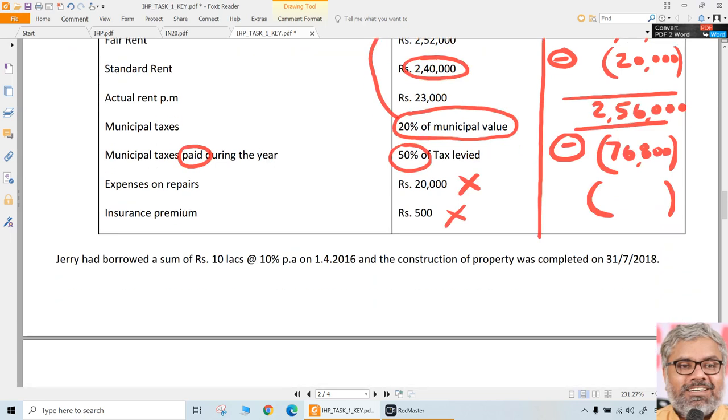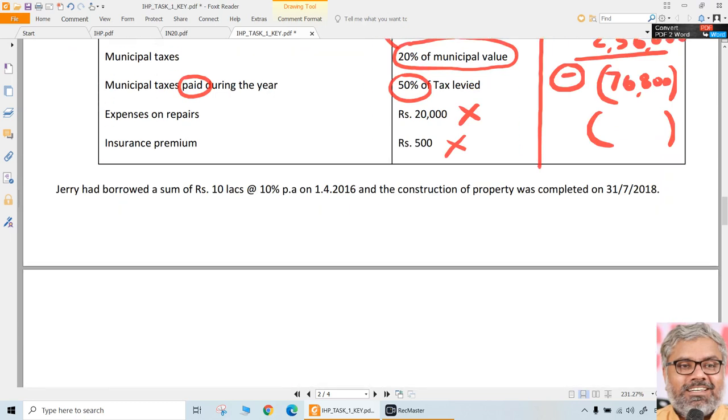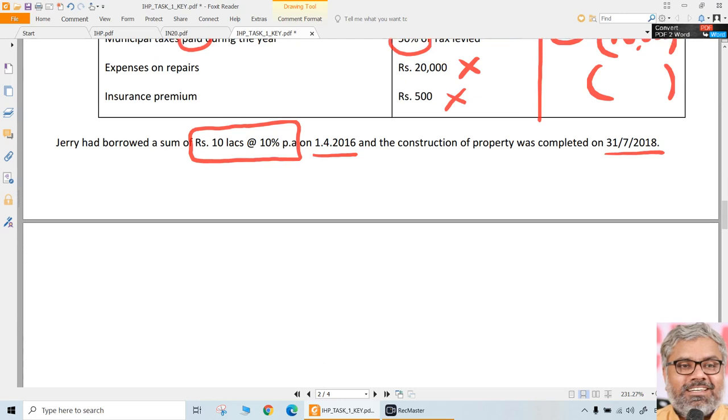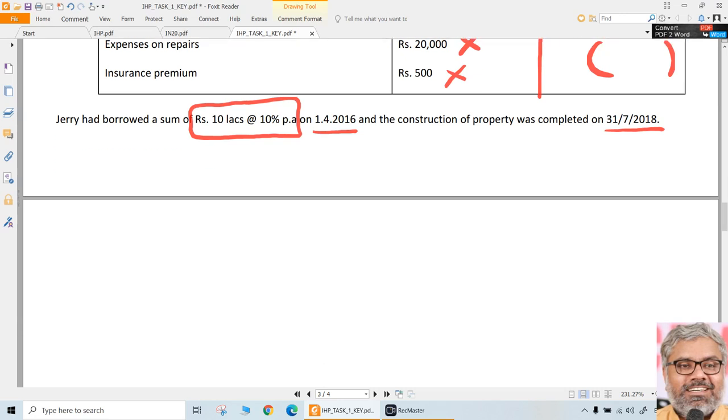Those are all useless. But he has given that Jerry borrowed a sum of 10 lakhs rupees at the rate of 10% per annum on 1/4/2016 and construction completed on 31st July 2018. So once again, same thing. We have to do the working notes of interest on borrowed capital, particularly pre-construction period. So what is the pre-construction period here? Pre-construction period is 1/4/2016. You have to clearly write it. To 31st March of some year.